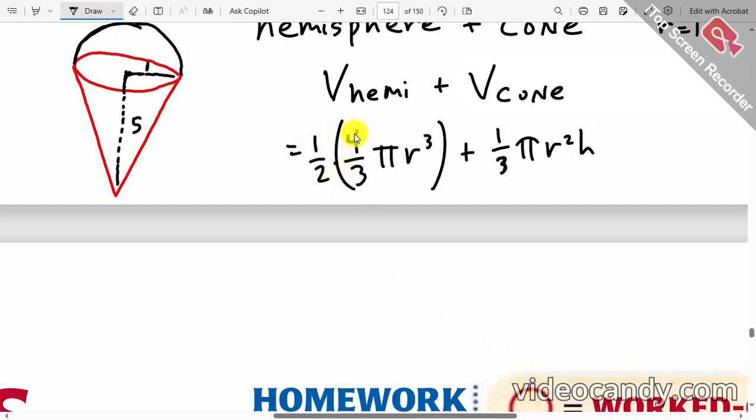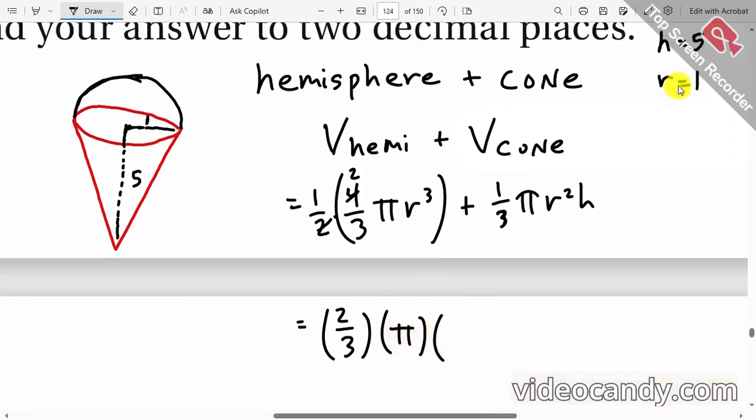All right. Half of 4/3. We did this before. 4 divided by 2 cancels, and you're left with 2/3. That's going to be times pi times r cubed. What did we say the radius was? Just 1. So that's going to be 1 cubed. And we're going to add 1/3 times pi times r squared. Again, the radius is just 1. And the height is 5. So that's times 5.